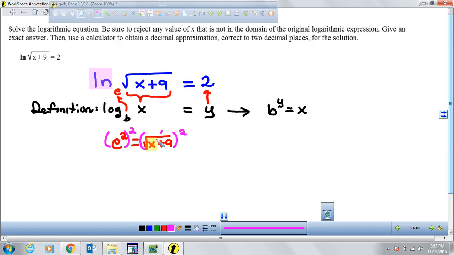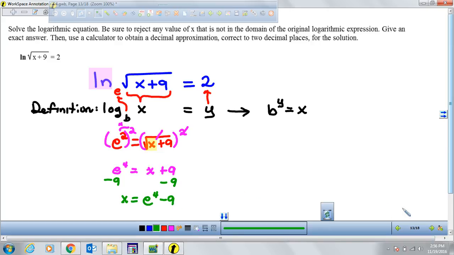So we already know the square root and the square will cancel each other. And then e squared squared, when you have a power raised to a power, remember the rule says that you multiply them. So that's e to the 4th power equals x plus 9. And then to leave the x by itself, we need to subtract the 9 from both sides. So my answer for this is x equals e to the 4th power minus 9.